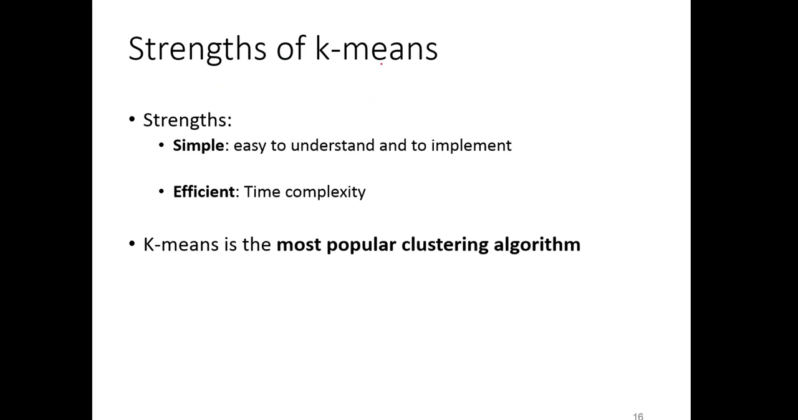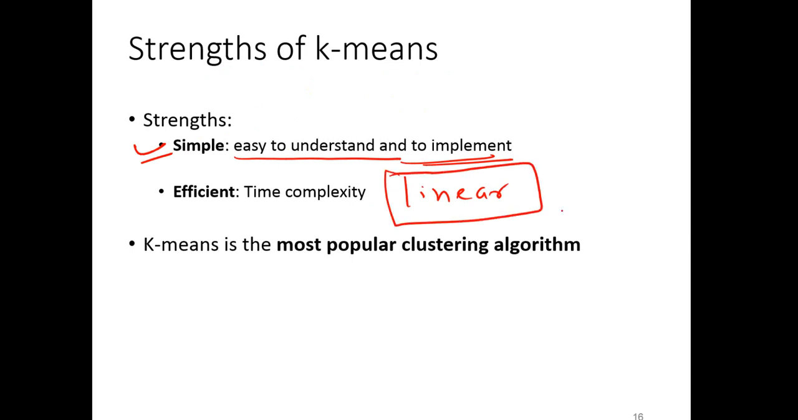So what is the strength of K-means? Well, K-means is very simple. It's easy to understand and very easy to implement. It's also very efficient. It's linear. That means when you have a large data set, the performance is quite important. Many other algorithms can take a lot of time. Since this is linear, it is much better when you have large dimensions, and it's just very popular.